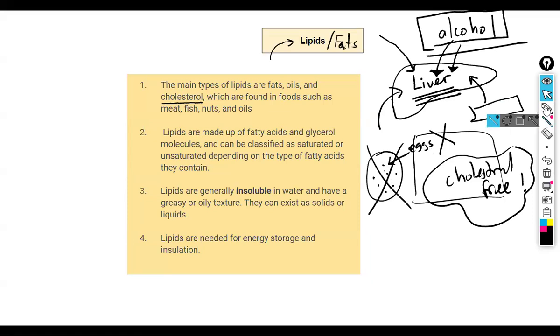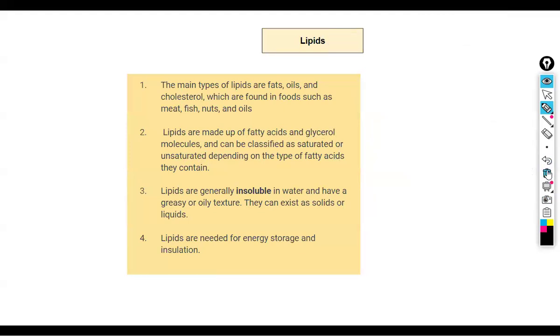All right. Okay. So lipids are made up of fatty acids and glycerol molecules. Now, I don't expect you all to know what a fatty acid and a glycerol molecule is right now, at least. The point is, if you take any lipid and put it underneath a really powerful microscope, you see that it's made up of smaller things, just like how proteins are made up of smaller things called amino acids. Lipids are made up of smaller particles, and these smaller particles are called fatty acids and glycerol.